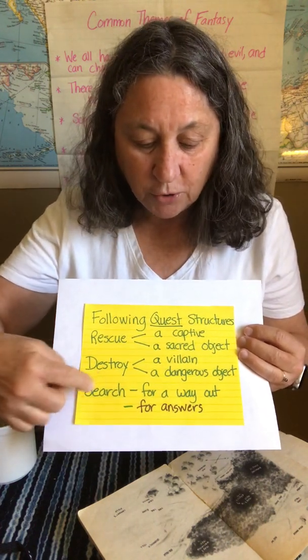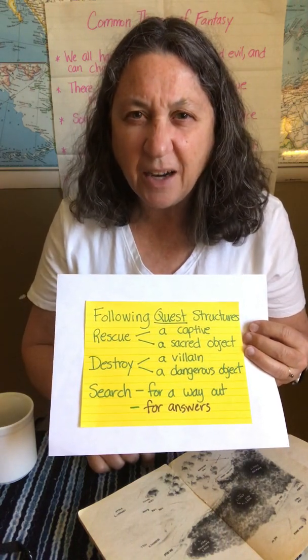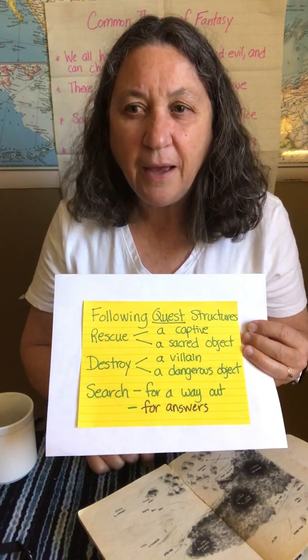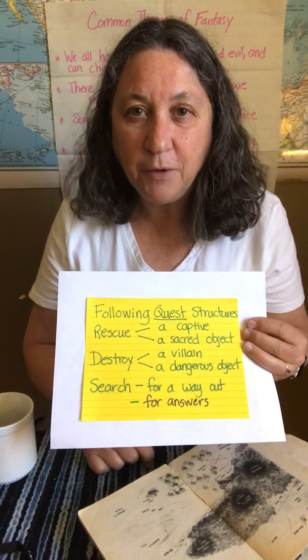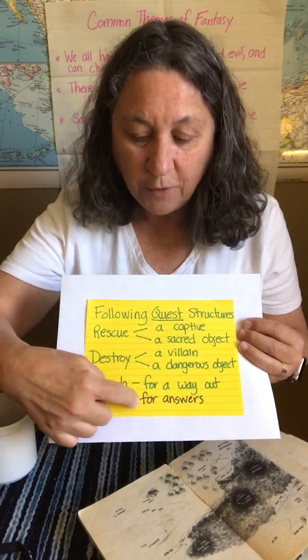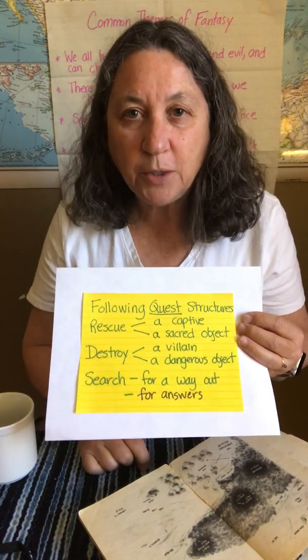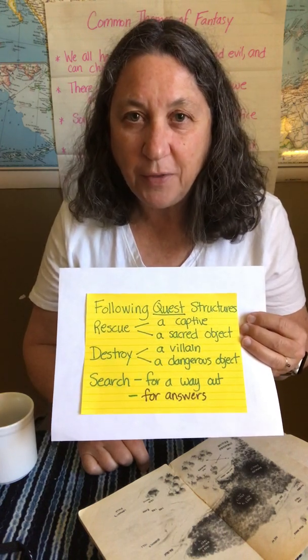Sometimes the character is searching for a way out. In Gregor the Overlander, he gets stuck in a land underneath. And in The Lion and the Witch and the Wardrobe, same thing. And they need to find a way out of the land back to where they lived. Or they might be searching for answers. So there might be a question, where did my dad disappear to? And they need to find the answer to that question.